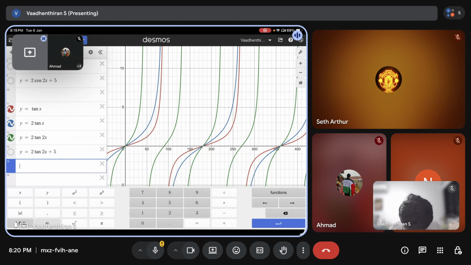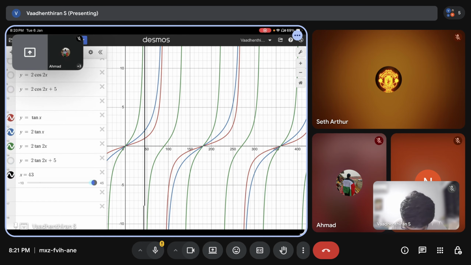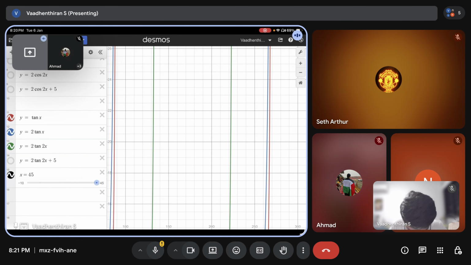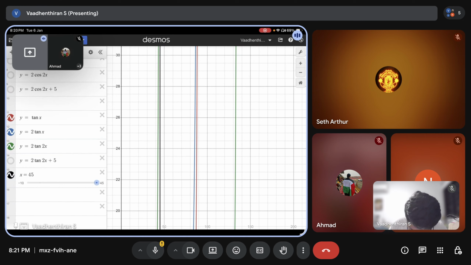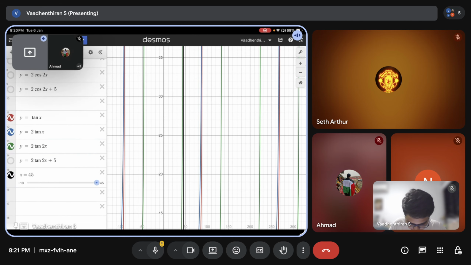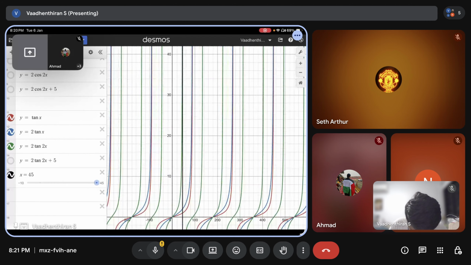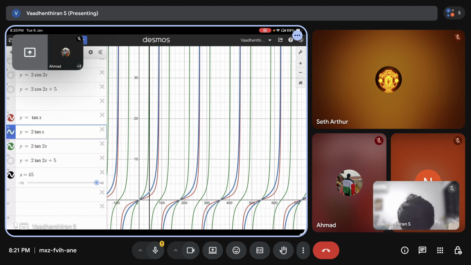So if I write x equals 45, so that is the asymptote over here. So you can see it is approaching, but it won't touch. If I zoom in, it won't touch. Okay. So you can see it's not touching the asymptote. So the black line is the asymptote, x is equal to 45.